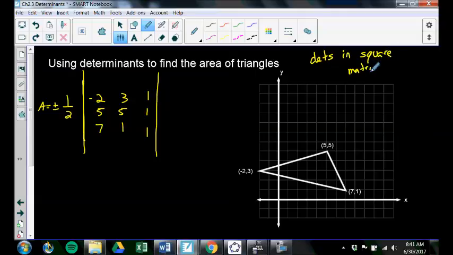So what I did is I took the 3 coordinates, x, y, x, y, x, y, threw them into a matrix covering x and y's, and then I put in a column of 1s to make this square. And if I do 1/2 times that determinant, I get the area of this triangle. Now I had to do the plus or minus here because sometimes the determinant works out negative, so you just make it positive because you can't have negative area.